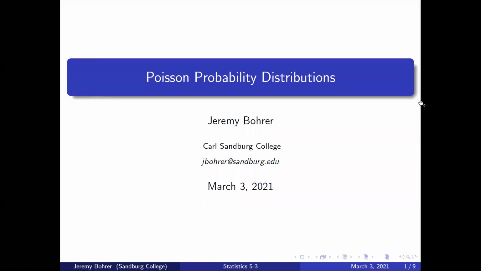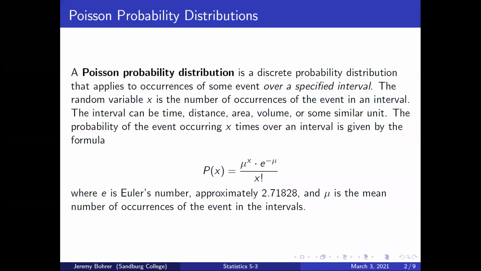In this video, we will discuss Poisson probability distributions. A Poisson probability distribution is a discrete probability distribution that applies to occurrences of some event over a specified interval. The random variable x is the number of occurrences of the event in an interval. The interval can be time, distance, area, volume, or some other similar unit.